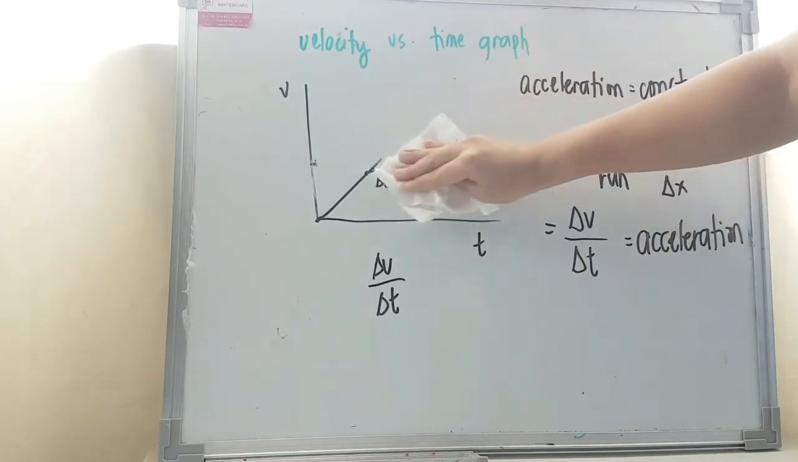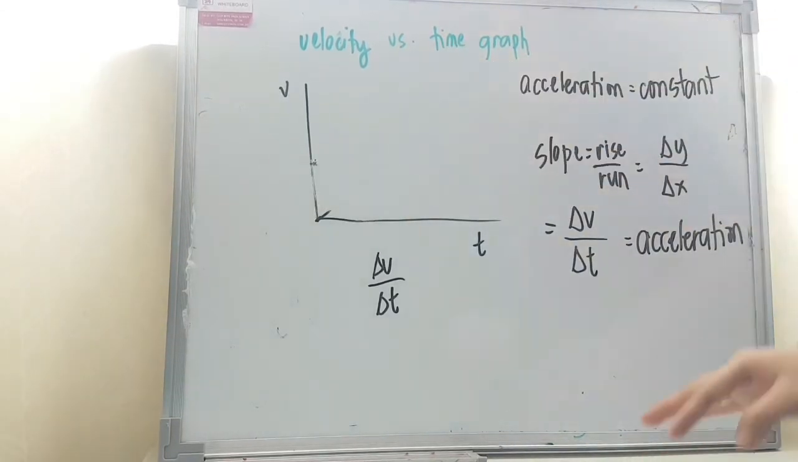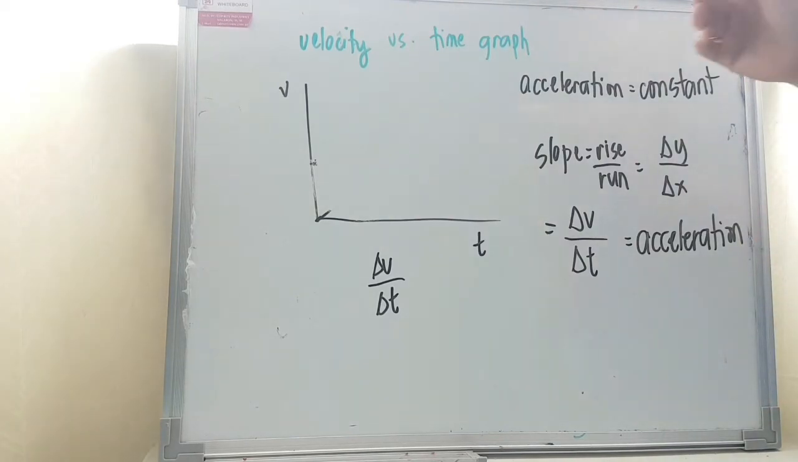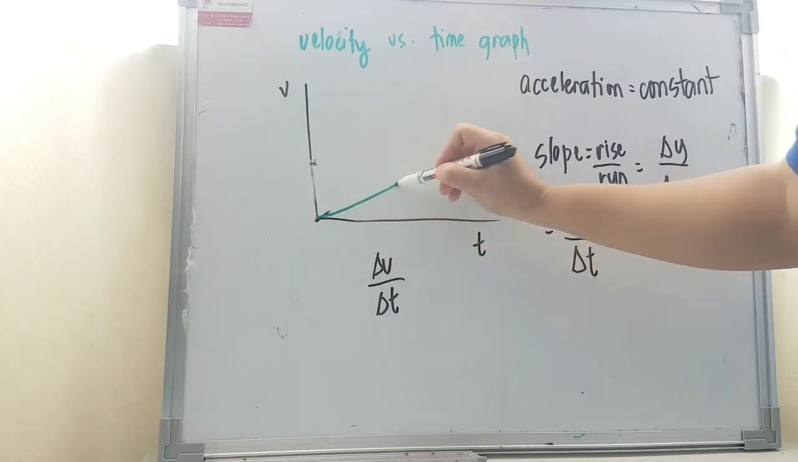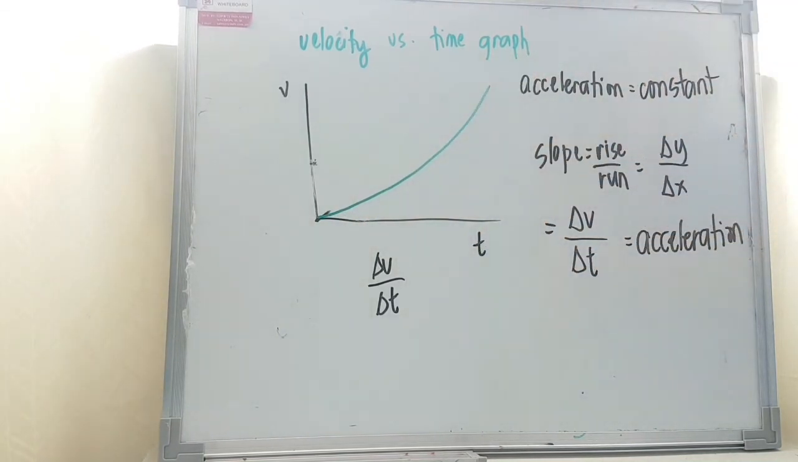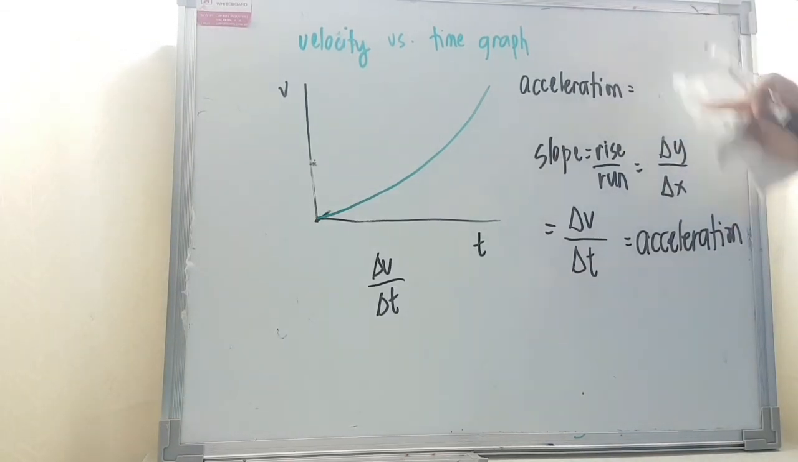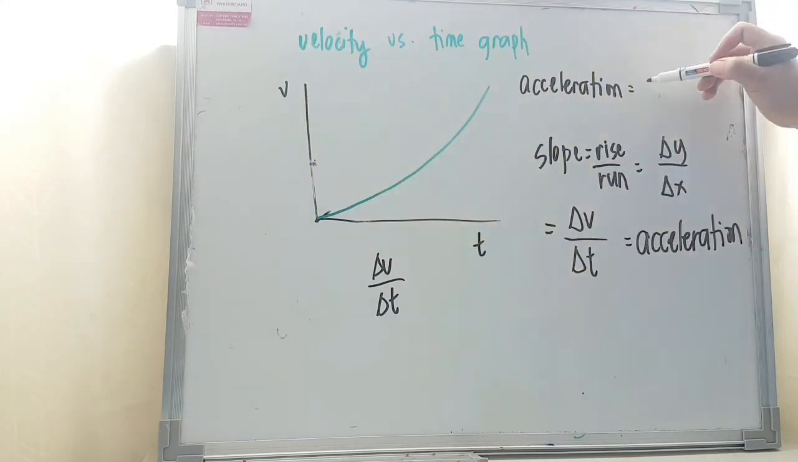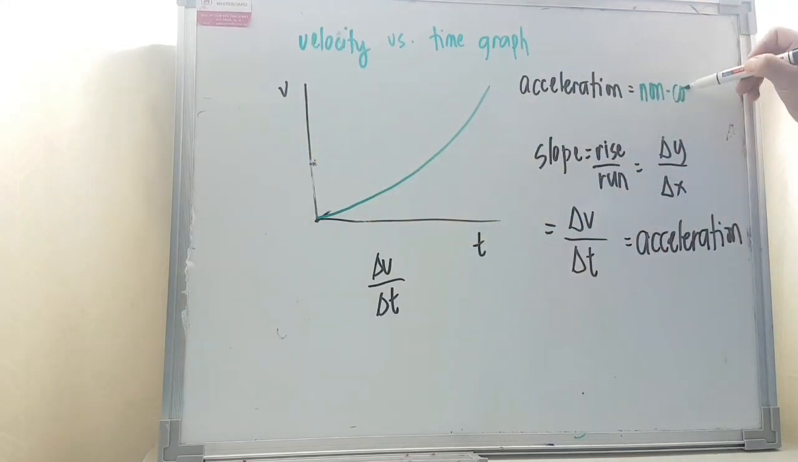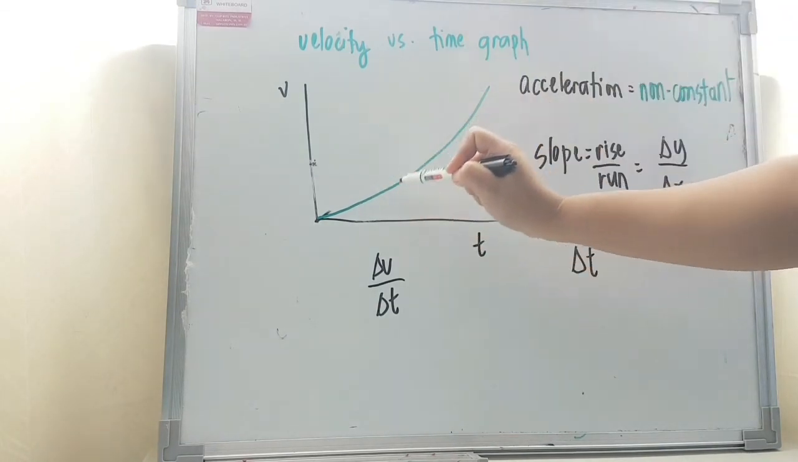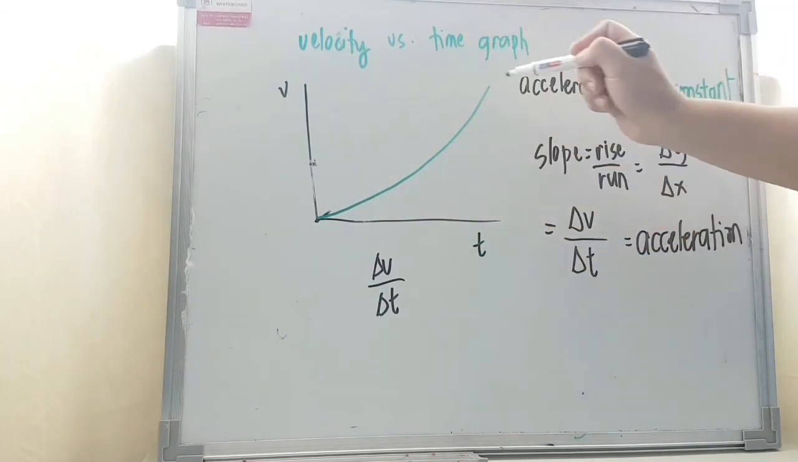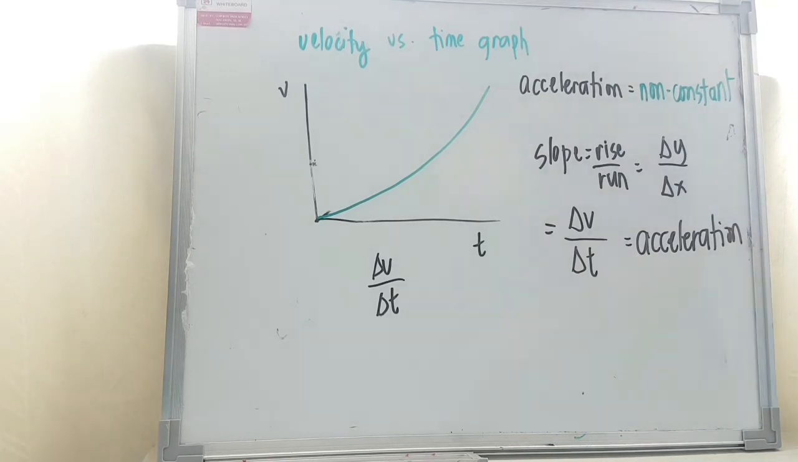If in case we had a graph, but in the animation that we had, we don't have this kind of graph. If in case we have this graph, what can you say about the acceleration? It's no longer constant. So this type of graph for a velocity versus time graph is a non-constant acceleration, because as you can see, the slope is changing, therefore the acceleration is also changing.